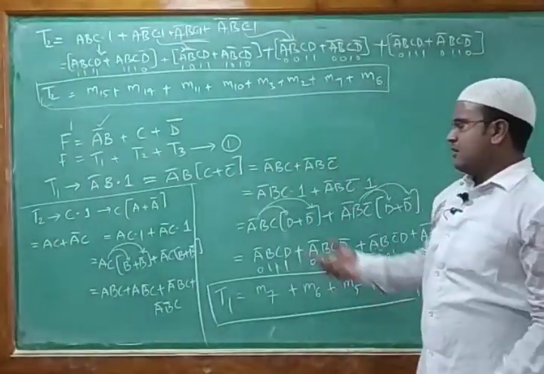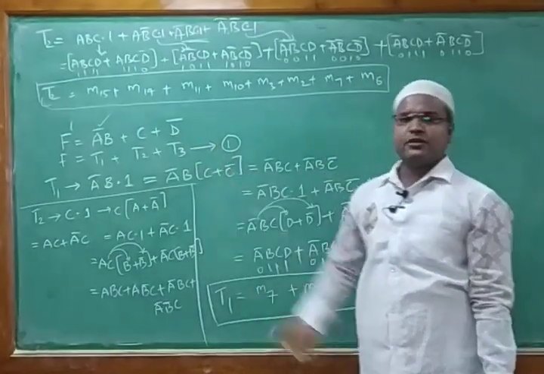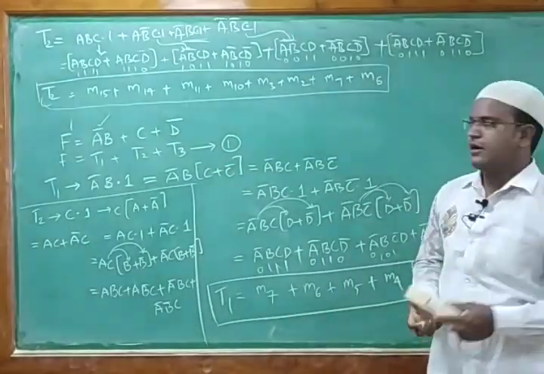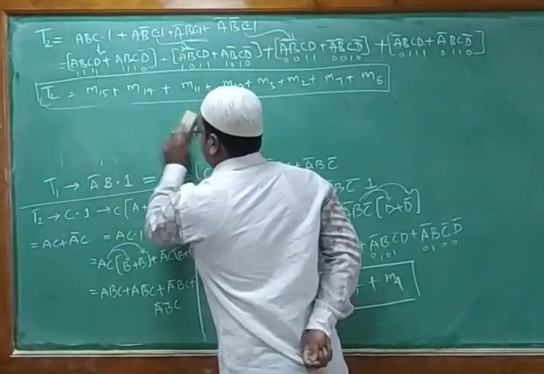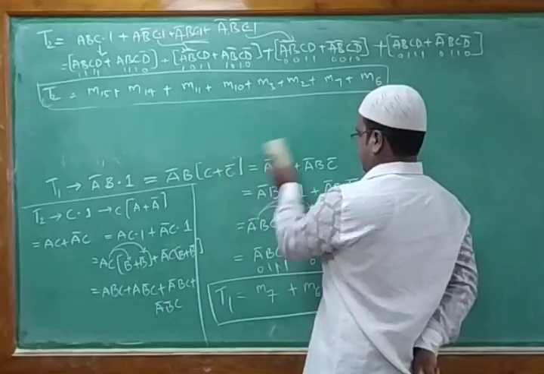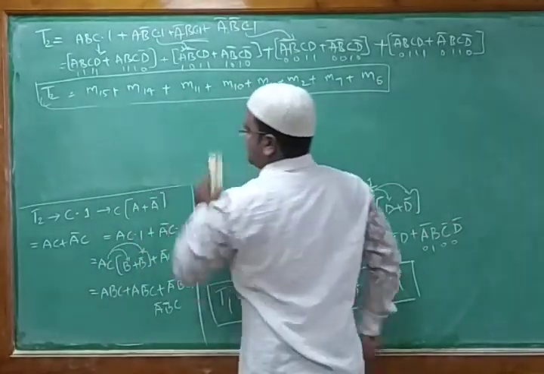So we have taken term 1. By taking term 1 we did it. Term 2 is also we have done. Now left out is D bar. So now again for D bar we need to solve. So what is the next consideration?